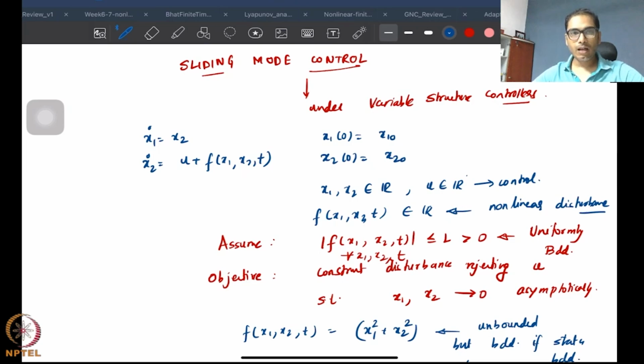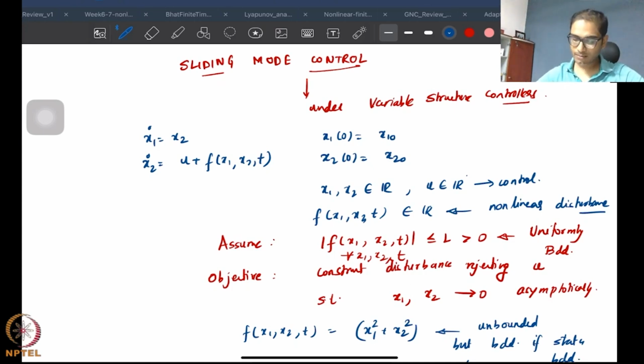Hello everyone. Welcome to the fifth lecture of this final week of our course on nonlinear control. We have been looking at sliding mode control in the last couple of sessions, right? Now, what was sliding mode control?